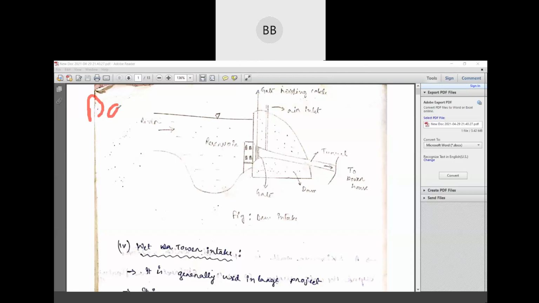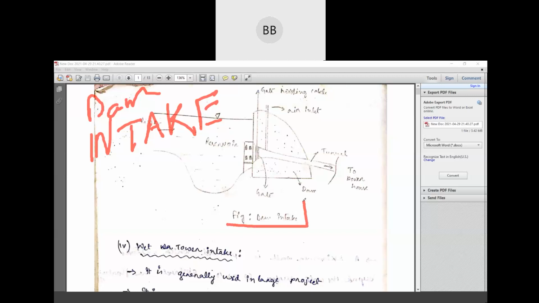Next is our dam intake. So kindly draw this figure for the dam intake.